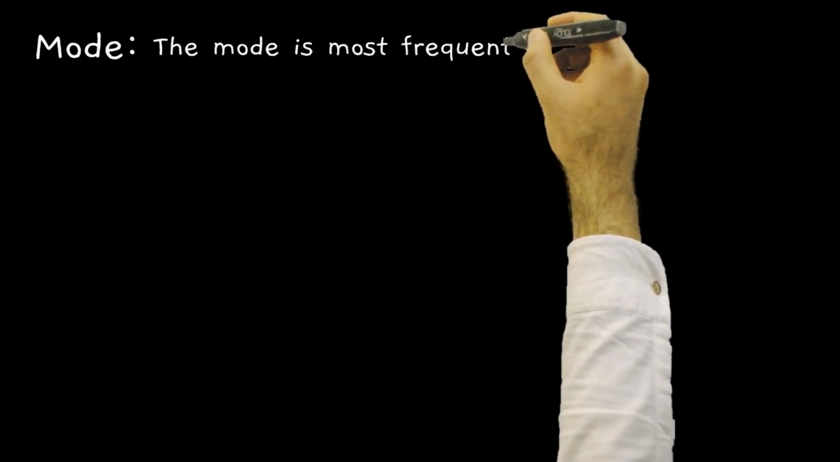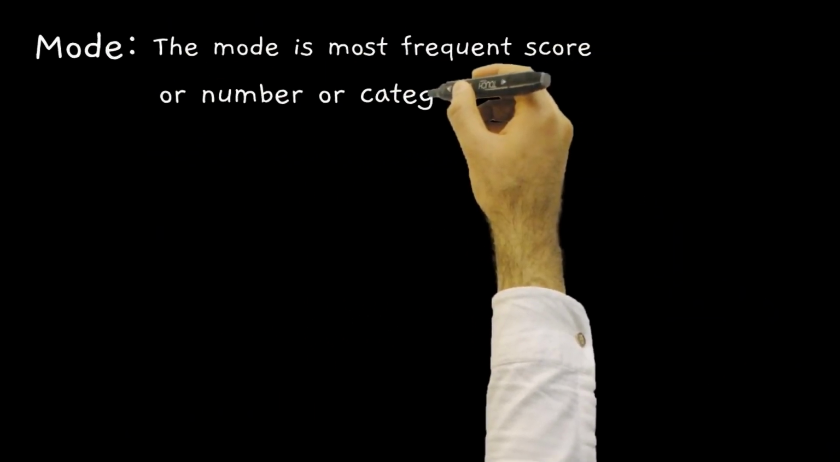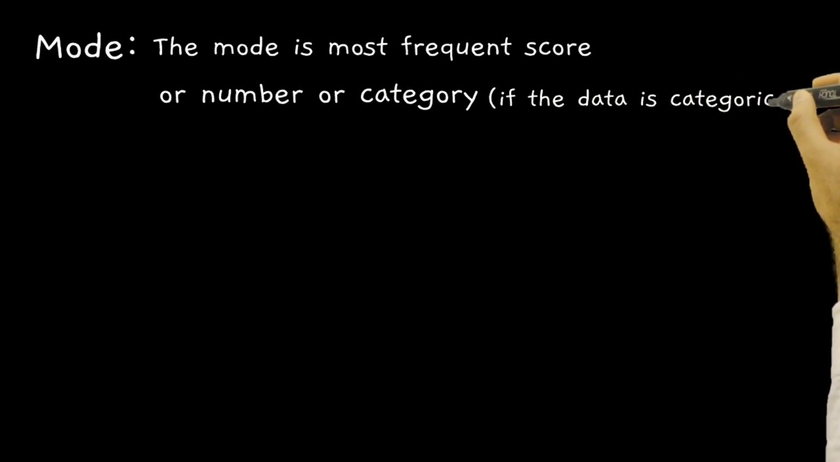Now let's look at mode. The mode is the most frequent score or number or category if the data is categorical. Normally the mode is used for categorical data where we wish to know which is the most common category.